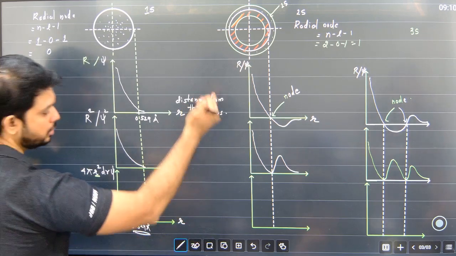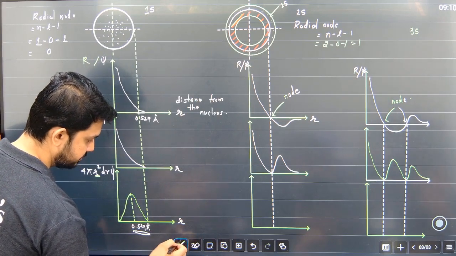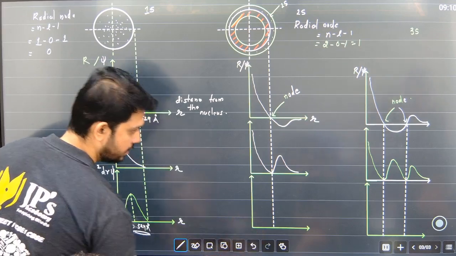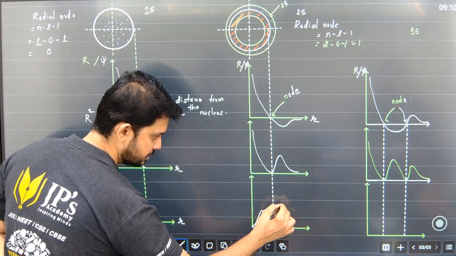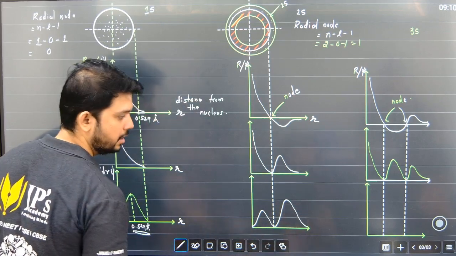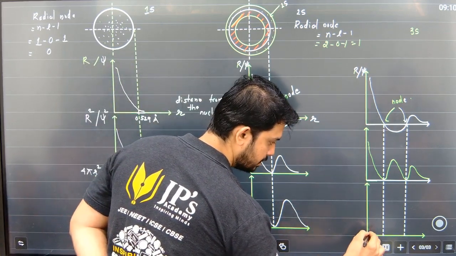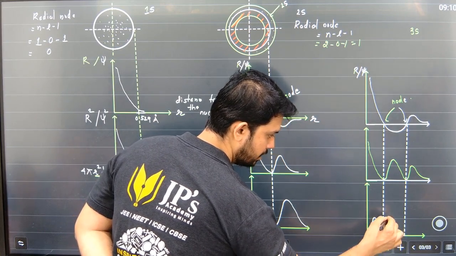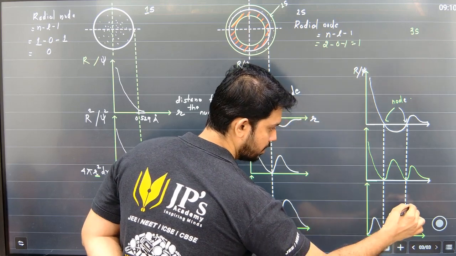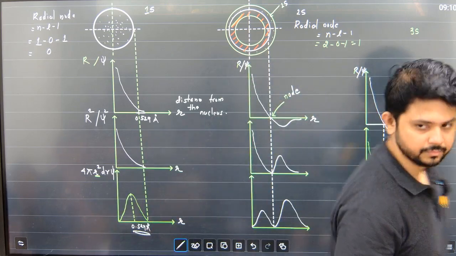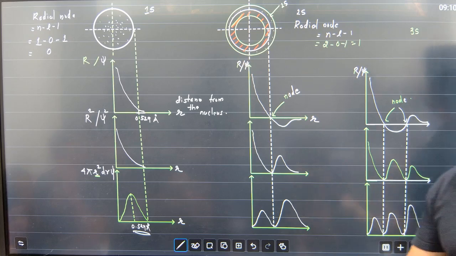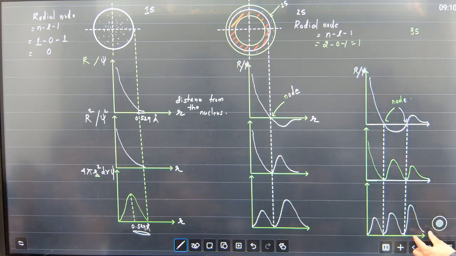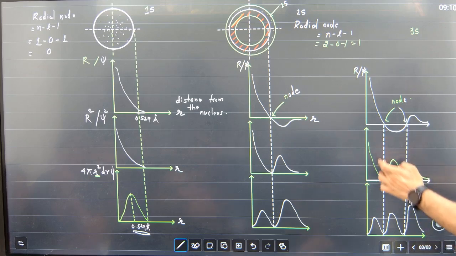When you plot it for 2s, it looks something like this. Plot it for 3s. Now why are the peaks rising over here? Because you're doing the square of the radius. The third shell's radius is obviously the maximum, so the peaks keep increasing. And here the peaks keep getting smaller.